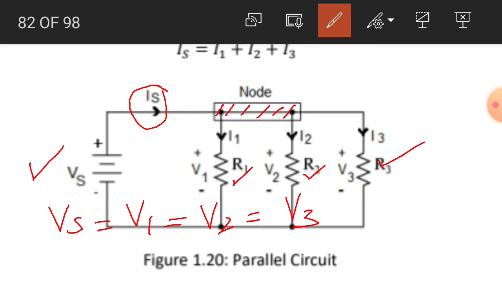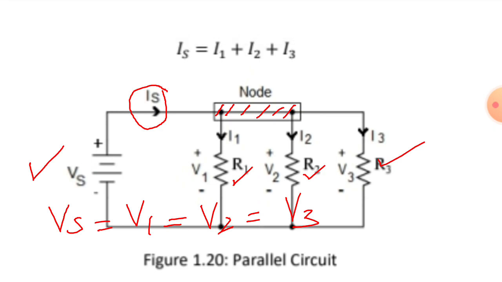KCL states that the sum of the currents moving towards the node will be equal to the sum of the currents moving away from the node. So there is only one current which is moving towards the node. This current is Is. There are 3 currents which are moving away from the node: the current I1, I2 and the current I3. So the total current according to KCL will be equal to I1 plus I2 plus I3.